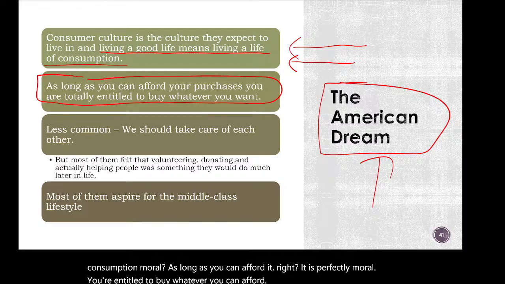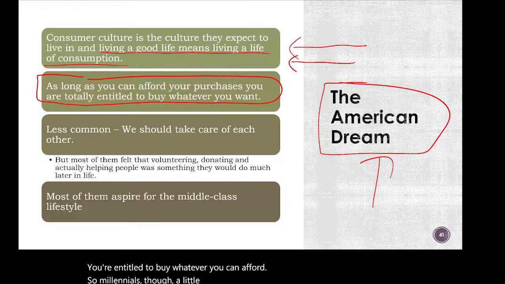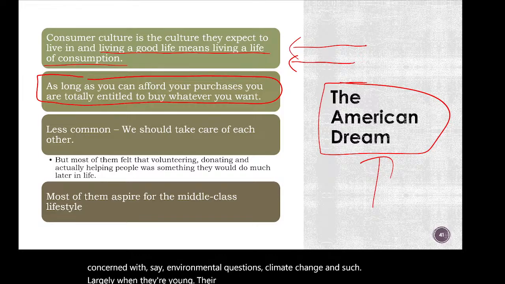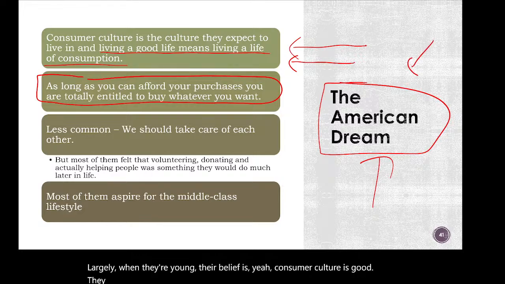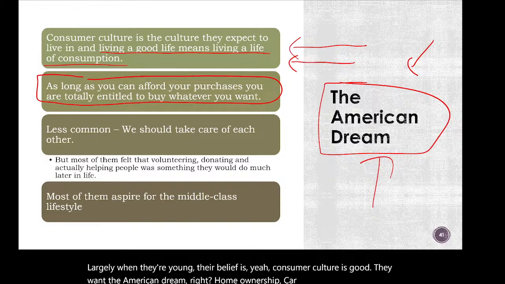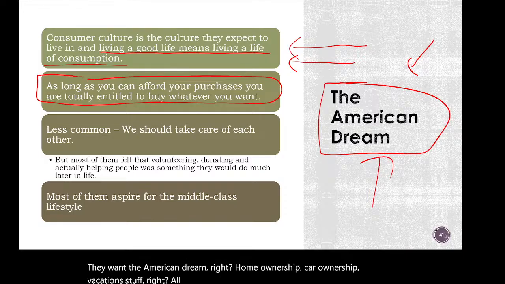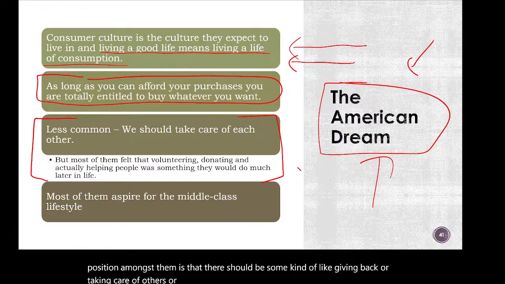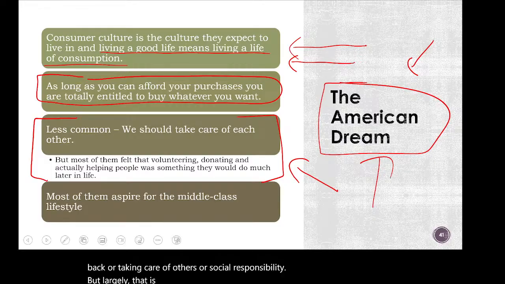So millennials, though a little bit later, some of them will come to be more concerned with, say, environmental questions, climate change, and such. Largely when they're young, their belief is, yeah, consumer culture is good. They want the American dream, right? Home ownership, car ownership, vacations, stuff, right? All very normal for millennials. Less common, a minority position amongst them, is that there should be some kind of giving back or taking care of others or social responsibility. But largely, that is seen as something for later.